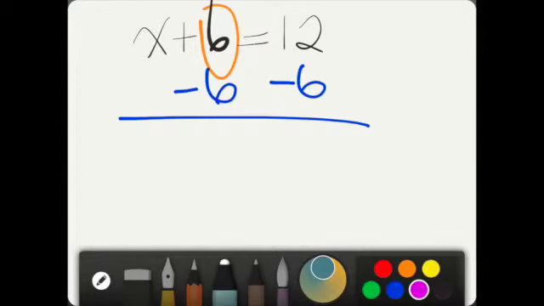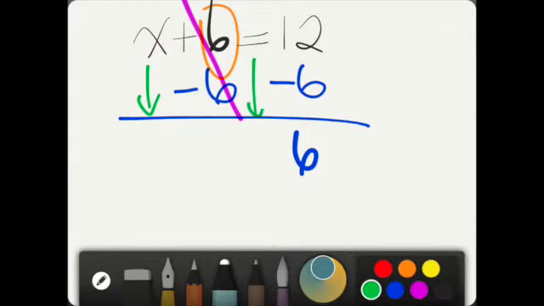6 minus 6 is 0, so we cross that out. And 12 minus 6 is 6. We bring our value of x down and our equal sign down. x equals 6. So as you can see, we got rid of the 6 on the left side to get x by itself. And in doing so, we subtracted 6 from the 12 on the right side and got our value for x. x is equal to 6.